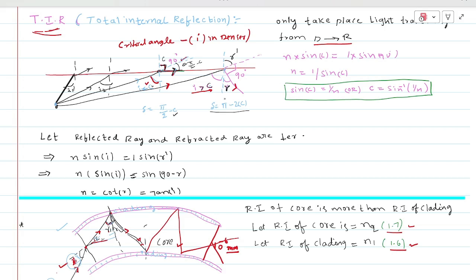Now if you apply Snell's law, then n is equal to 1 by sin C, so sin C is equal to 1 by n. Here n, as already informed, is the relative refractive index of the denser medium.